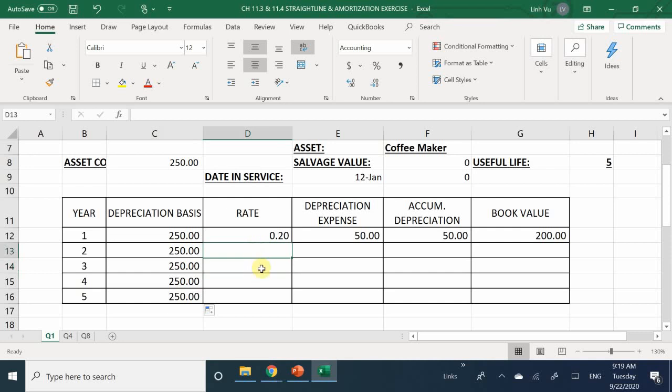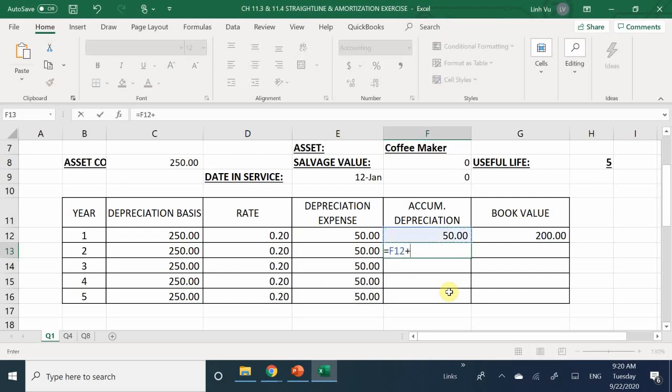And then my depreciation rate is going to be the same for all 5 years. And what does that mean for my depreciation expense? It's going to be the same 50 as well. It's going to stay the same throughout the 5 years. So with that being said, all we really need to do is calculate our accumulated depreciation for every single year. So my accumulated depreciation for the second year should be how much?